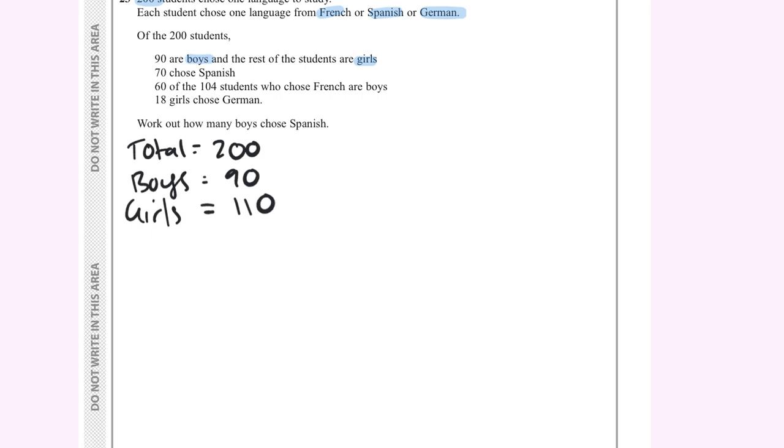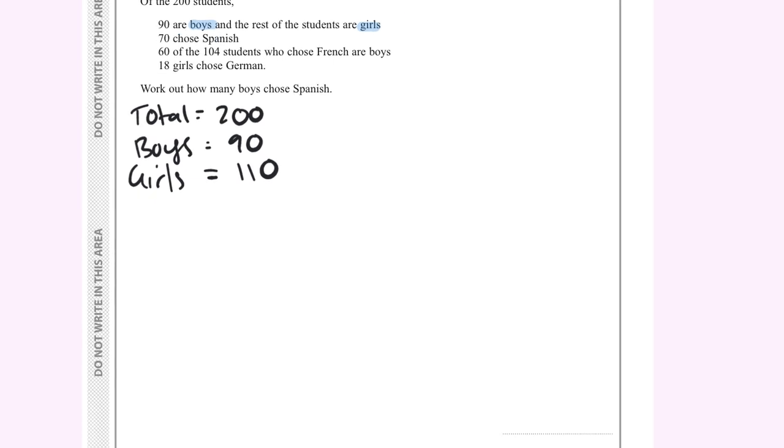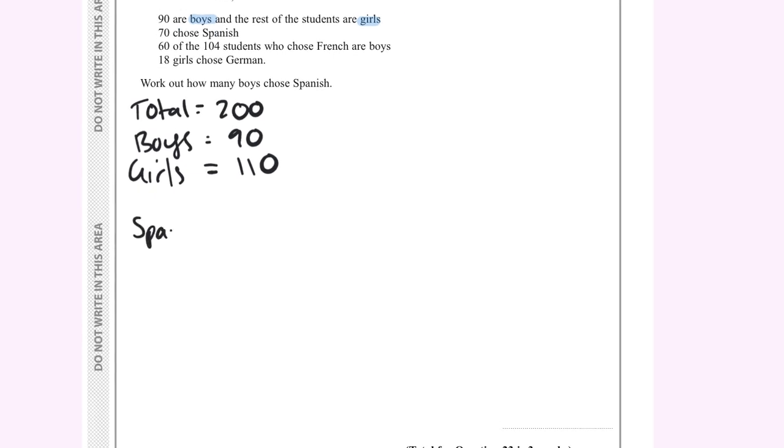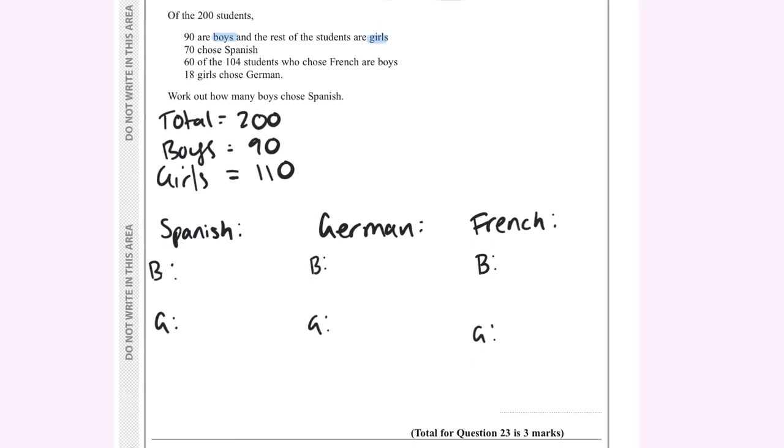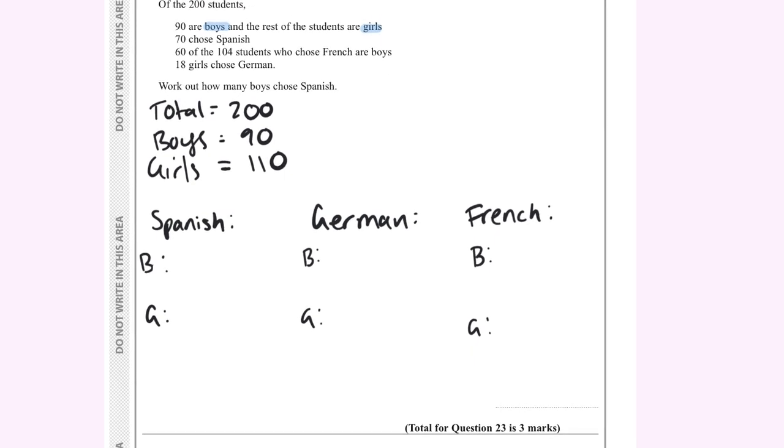And then we've got Spanish, German and French to worry about. So we've got Spanish, we've got German, and we've got French. And for each of these, we want to work out the boys and the girls. In fact, let's just do it being boys, girls. Boys, girls, boys, girls. So even though this isn't a two-way table, it's actually kind of a similar sort of idea. Okay, let's go through what we've been told.